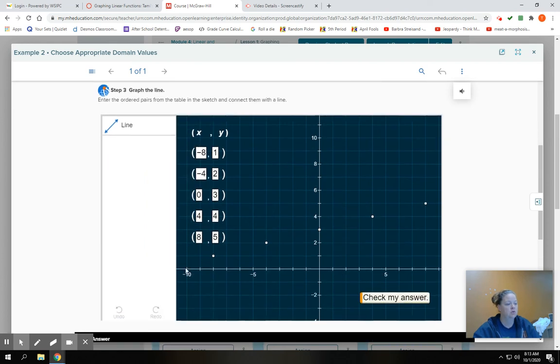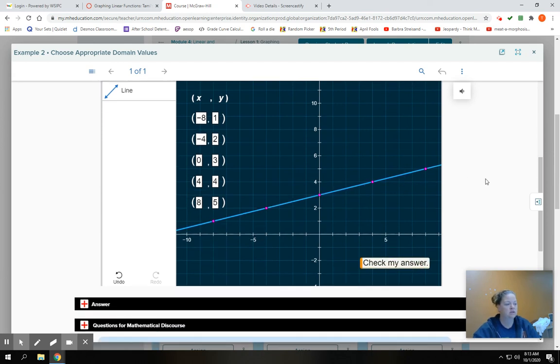Okay, so here they are plotted out. Notice they make a nice little straight line. So we're going to connect it with our line here. And we can check and see if we are correct. We have done this correctly.